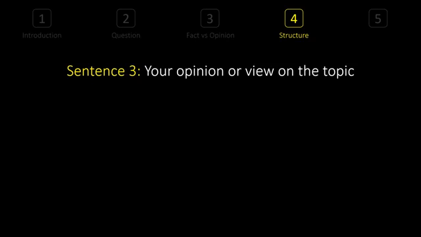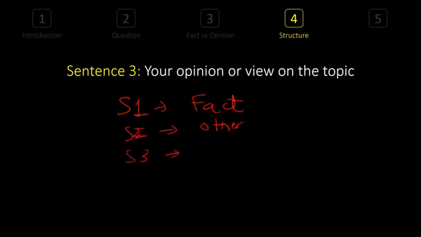So I'll just revise briefly so that you understand what we are going through. Sentence 1 was a fact-based statement. How did we find the fact? By understanding the question. There might be fact or opinion. Sentence 2, we talked about others' opinion on this fact. Alright. Sentence 3 was your opinion or view on the topic. Got it. So that is where we are right now.